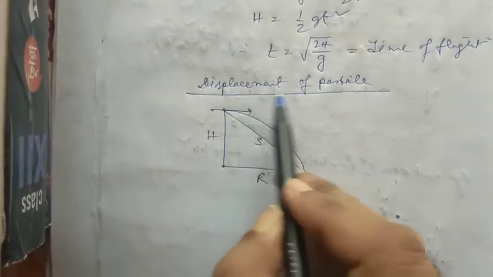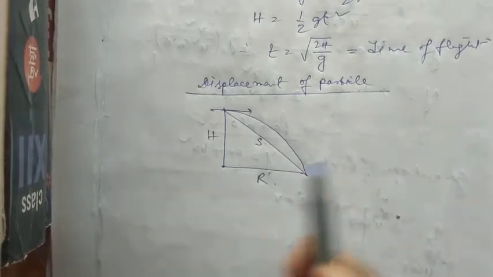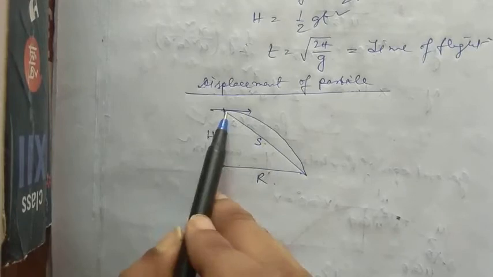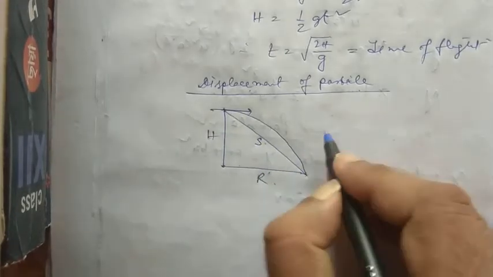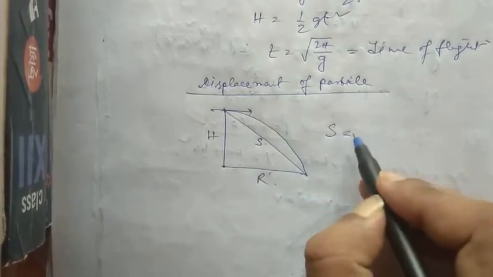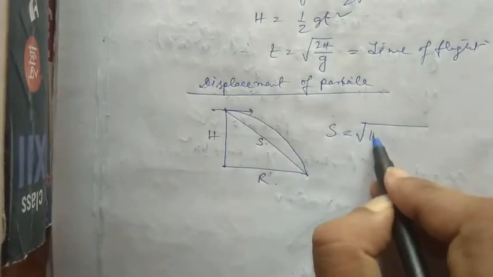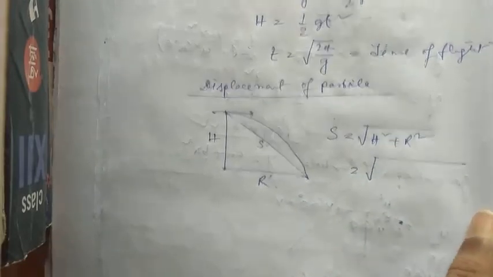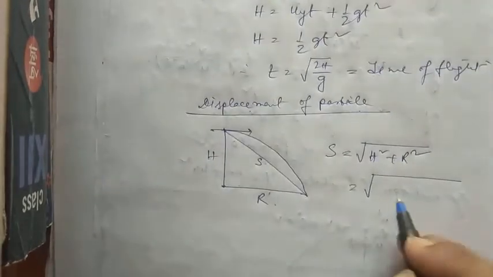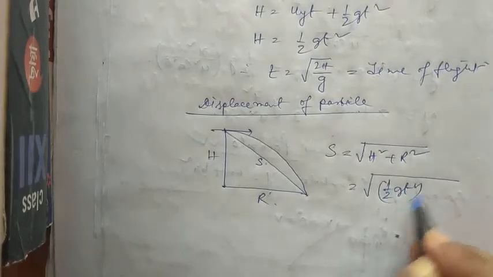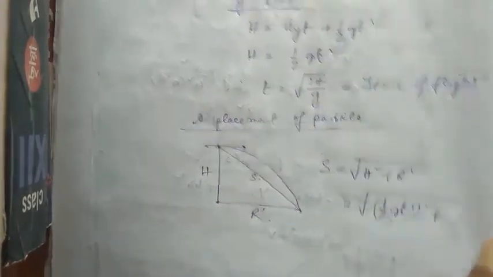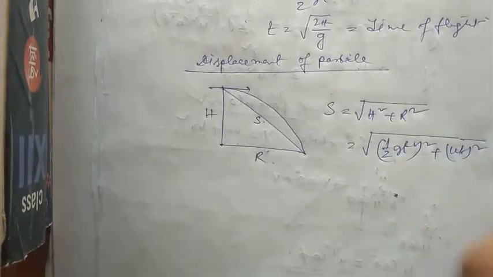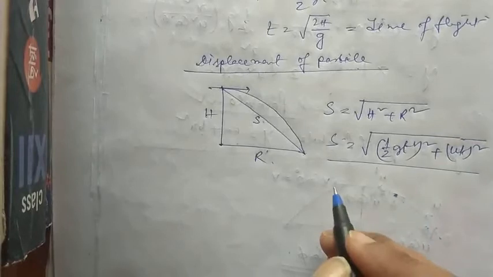Now the displacement of the particle. The particle moves in this trajectory, but the displacement is the straight line distance from the initial point to the final point. This is s. From the Pythagoras theorem we can state s is equal to root of h square plus r square. So what was the value of h? h was half g t square. Half g t square whole square plus r square, and r was ut, so we replace it as ut whole square. So this is the displacement of the particle.